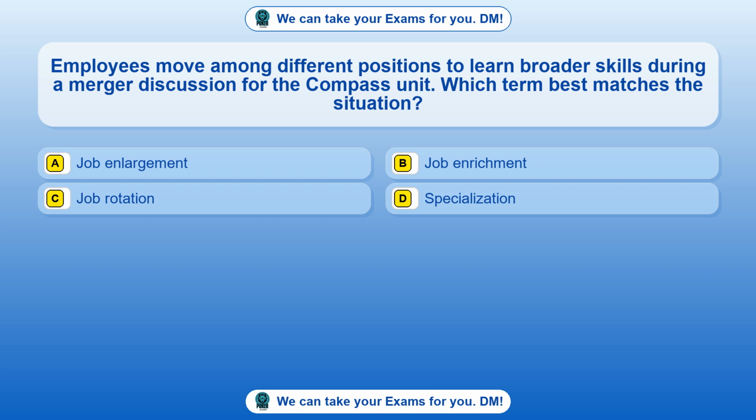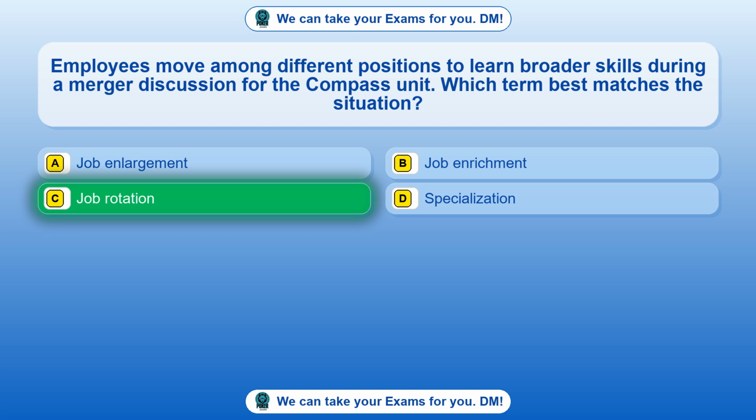Question 38. Employees move among different positions to learn broader skills during a merger discussion for the Compass unit. Which term best matches the situation? Option A, job enlargement. Option B, job enrichment. Option C, job rotation. Option D, specialization. The correct answer is option C, job rotation.